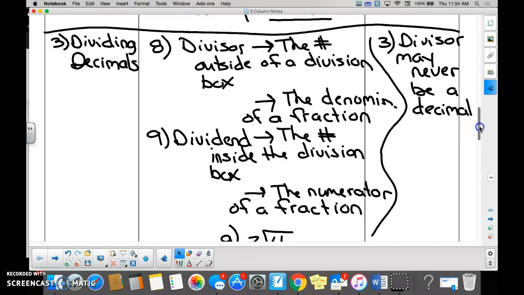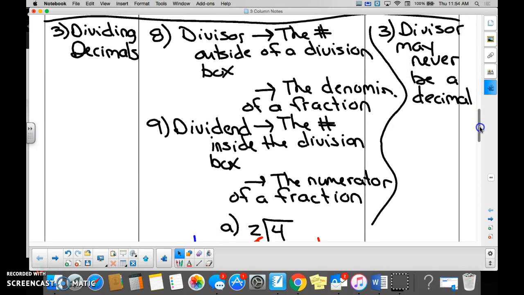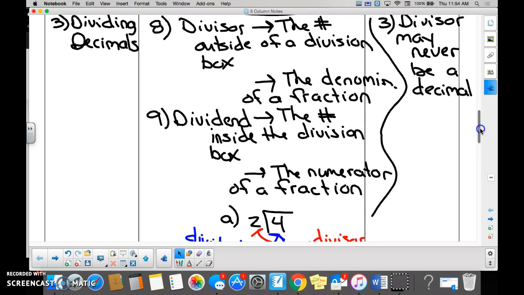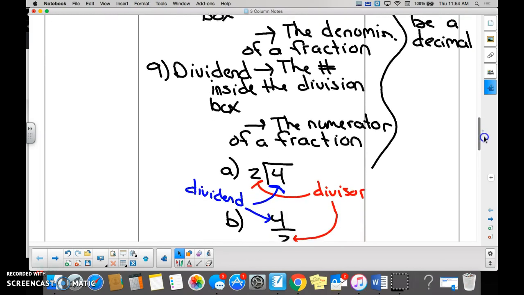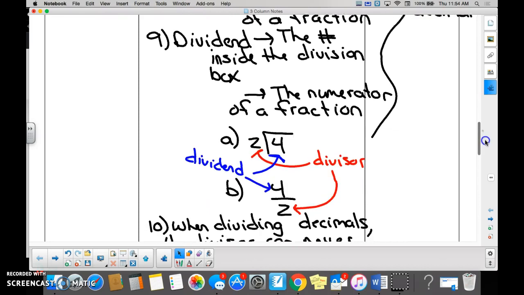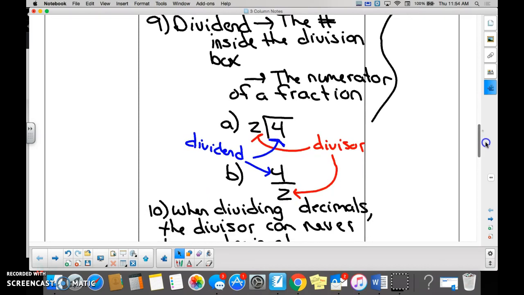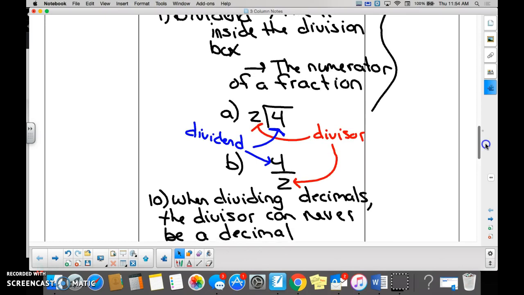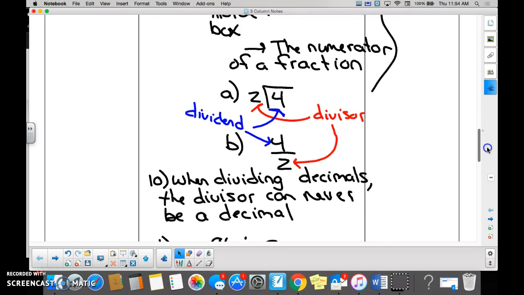Number 3, dividing decimals. I think this is actually harder than dividing fractions. You need to know what the divisor is. You need to know what the dividend is. If you don't, you need to know this little diagram here underneath number 9, where we pointed to the dividend and the divisor for both the dividing box and also the fraction.